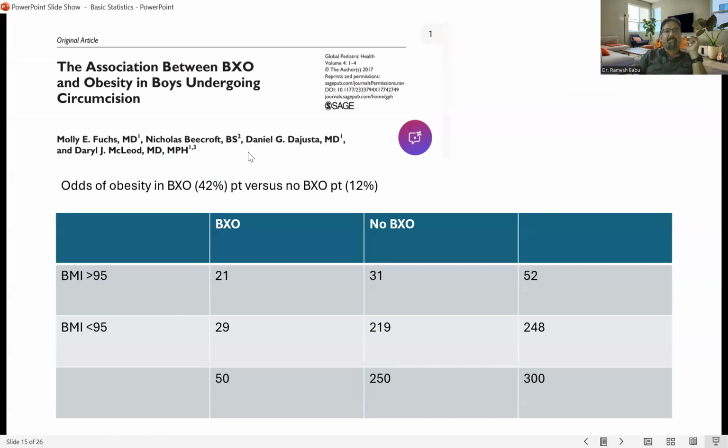Now let us look at this study. In this study, they are looking at the odds ratio. So they have looked at the patients with BXO and patients without BXO, and then they went back and found out who was obese. So the obesity was the risk, or whatever they were looking at, the causative factor. And they went back and found out how many of the BXO patients had obesity. The odds of obesity in BXO is 42%, whereas the odds of obesity in non-BXO patients is 12%.